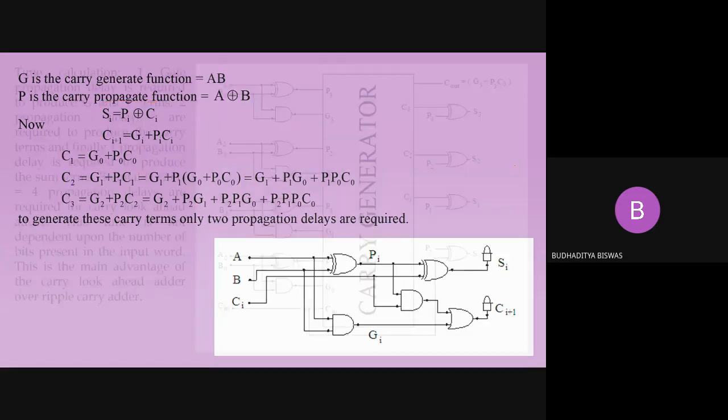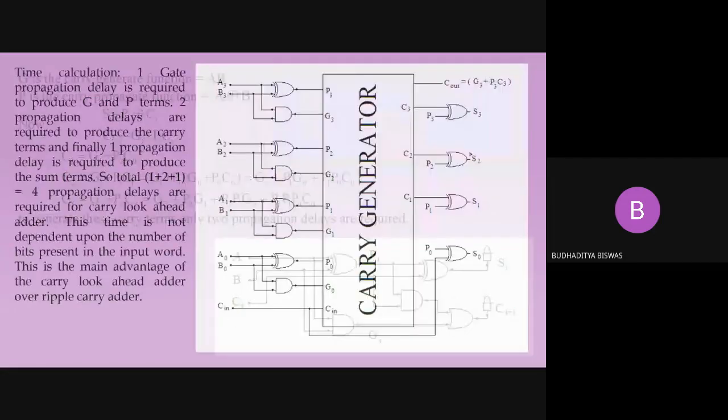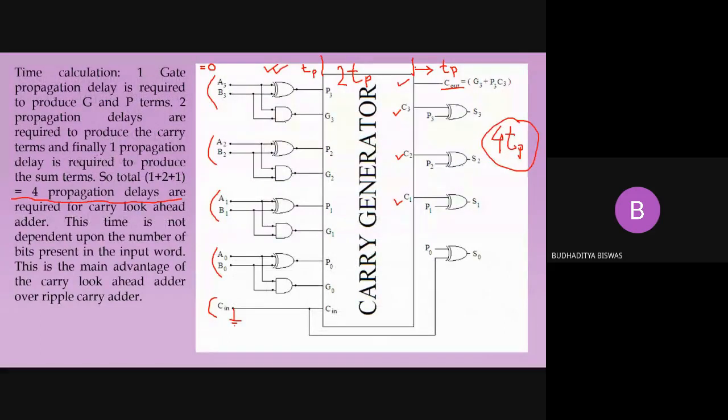And this is actually the logic inside the carry generator. Inside the carry generator, 2 TP time is required. Before that, to produce the PG terms, 1 TP time is required. After the carry generation, to produce the final output, 1 propagation delay time is required. So ultimately we require 4 TP time. And this 4 TP time is not dependent upon the number of bits present in the input word. It is dependent upon what? It is dependent upon the resources only.